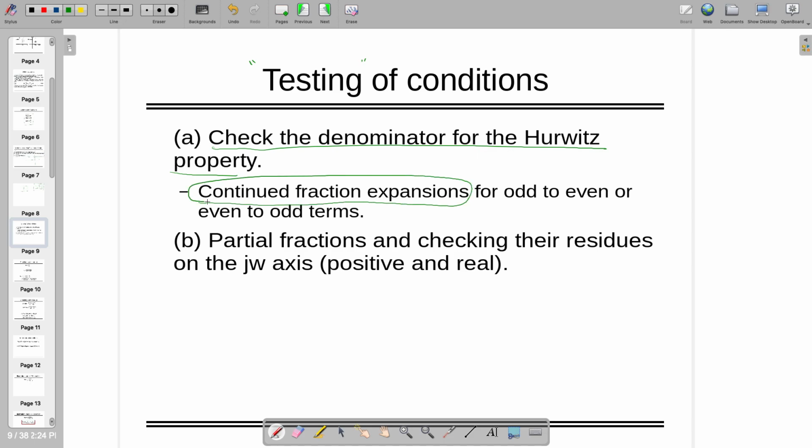For that you need to divide odd function with even or even with odd, depending on which one is higher. This has to be the first one, which is very easy. Second one is using partial fractions and checking their residues on the j omega axis. You have studied the partial fraction method, and you have studied residues also once I showed that. So you need to check that the residues are positive and real.